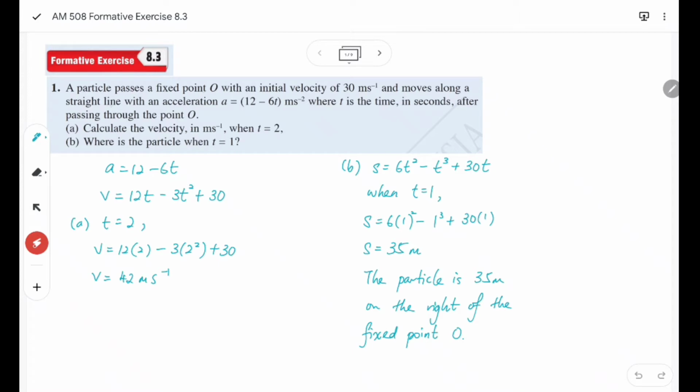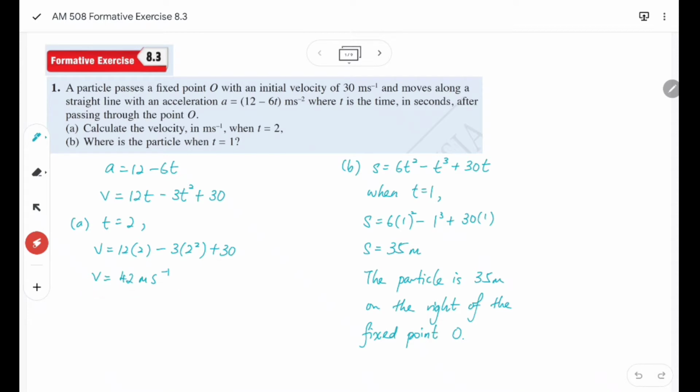And where is the c from? When t equals 0, our initial velocity is 30 meters per second. So when t equals 0, v equals 30. Therefore, c is 30. Okay. Then, we need to calculate the velocity when t equals 2. Now we can sub in t equals 2 into the function of velocity. So v equals 12 times 2 minus 3 times 2 squared plus 30. There we get v equals 40 meters per second.